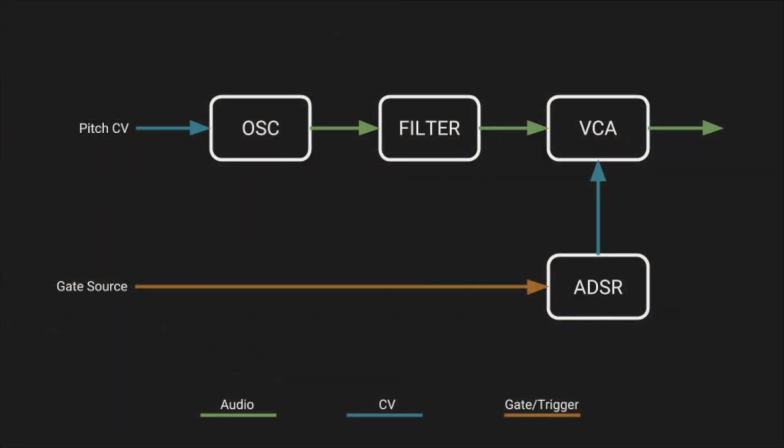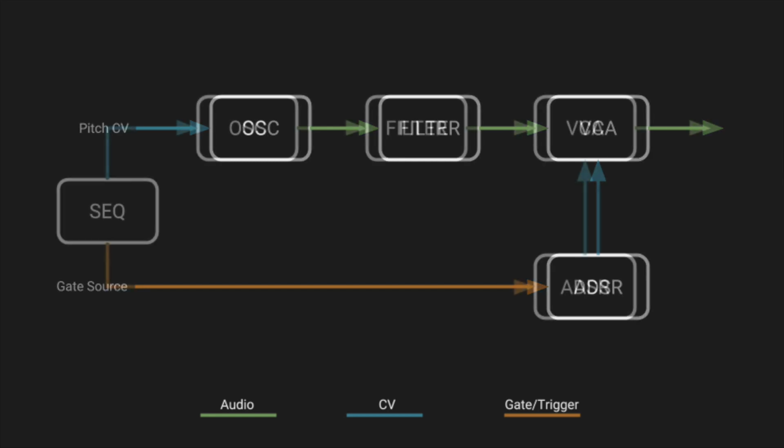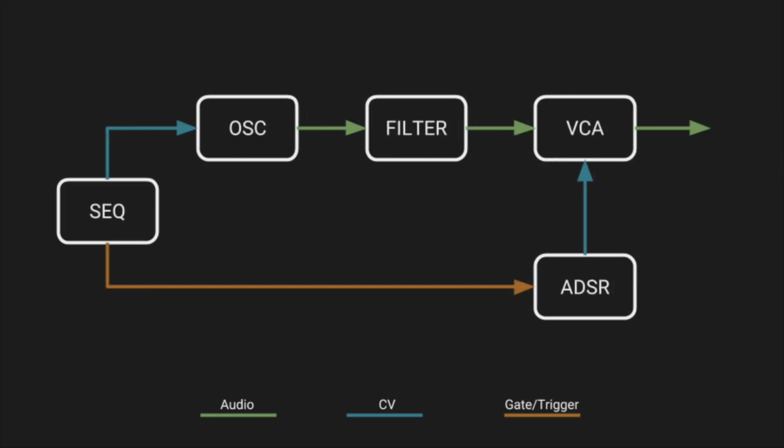So that's a pretty bare-bones example, but let's take a look at something a little bit more complex. We'll add a filter in, but then let's also add a sequencer. You'll notice from the diagrams that we really had 2 inputs. Remember, we had the CV input for the pitch, and then we had the gate input to trigger the ADSR. Most sequencers will output both of those things.